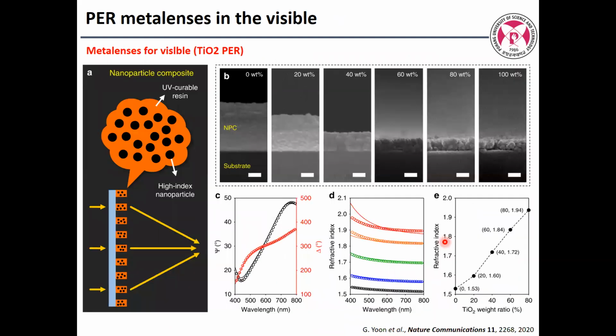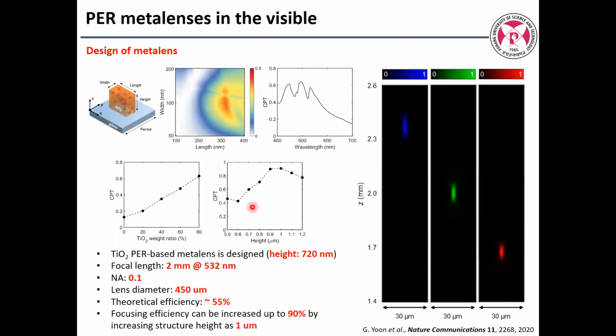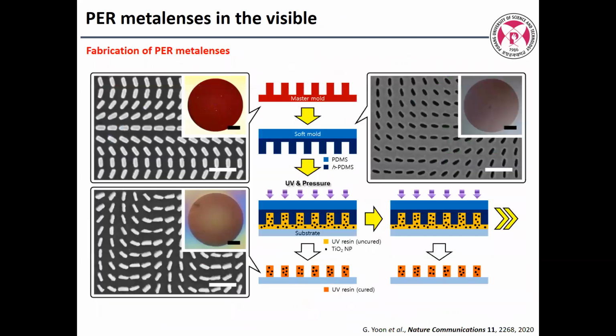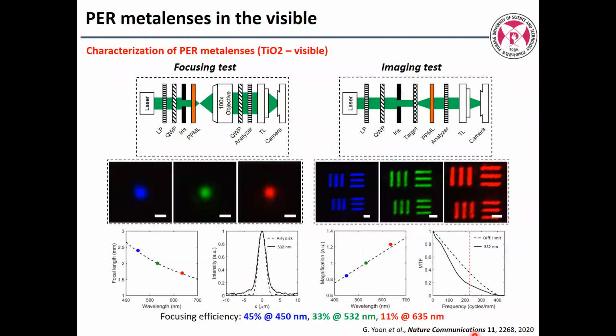And then this is applied to lensing. This is TiO2 nanoparticle embedded resin, and we designed a visible metalens, but aberration is not corrected. This is a master mold by e-beam lithography, this is a soft mold in PDMS, and this is the final pattern, the TiO2 embedded resin structure. We made the focusing test and imaging test, and measured the spot and MTF value. It was pretty close to our expectation.